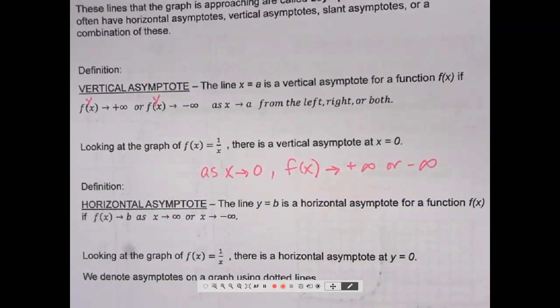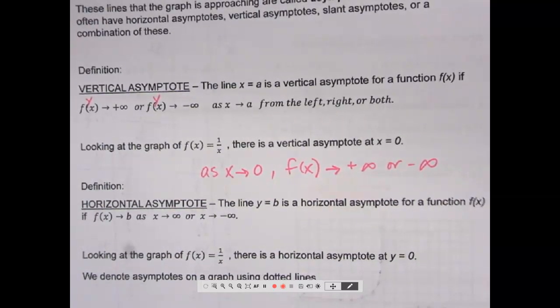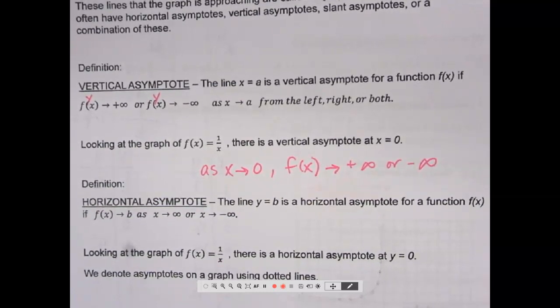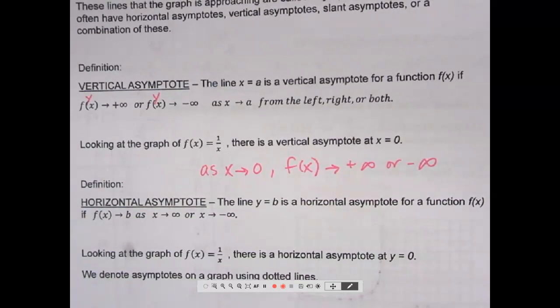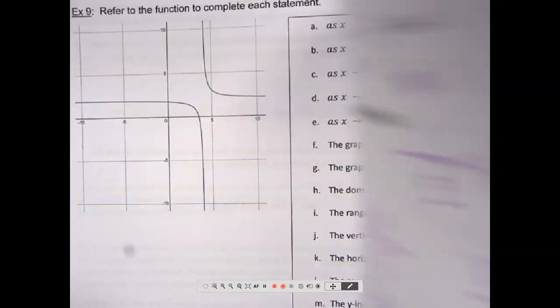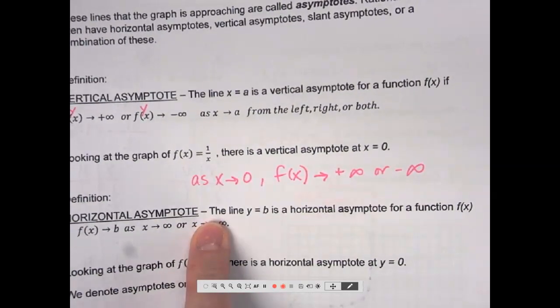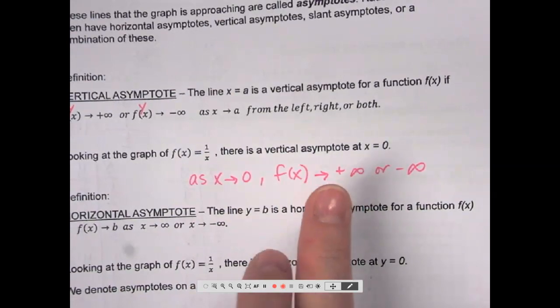As x approached 0, did y approach positive or negative infinity? You'll write that down, then I'll flip back to the graph. Okay, going back to the graph. As x approached 0, did y approach positive or negative infinity?